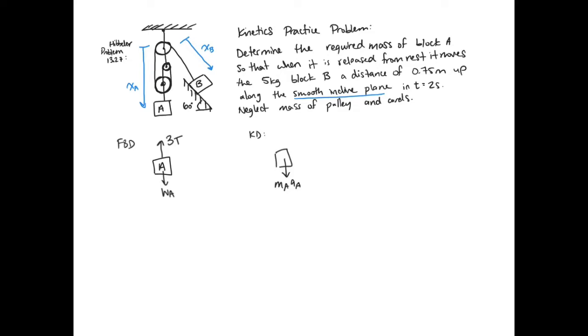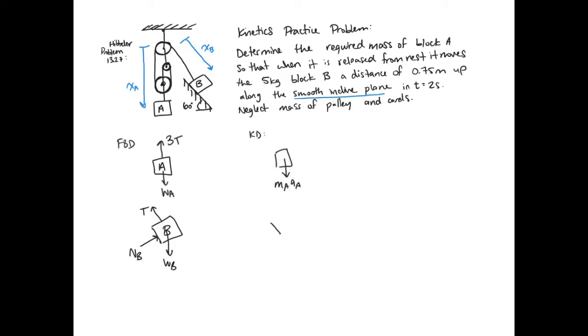For block B, here we have block B. Note this is a completely different diagram for block B. Now we have a normal force from the incline on B. We also have the tension in the cable pulling it upwards. And then we also have the weight of B pulling it down. So those are all the forces on B.